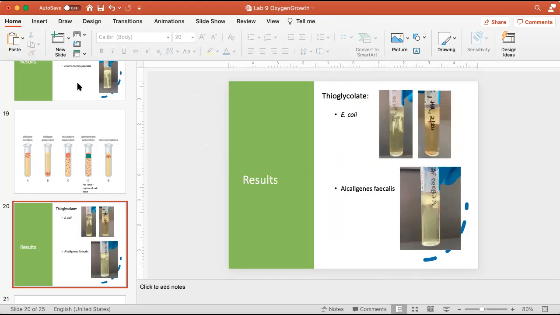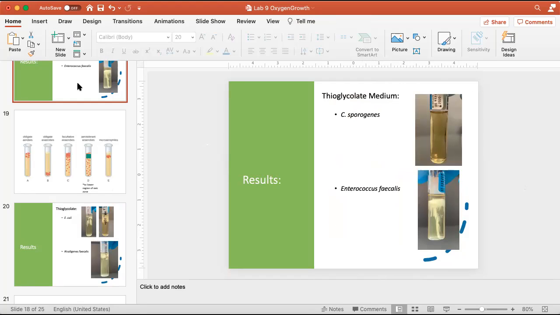Now let's look at the other ones, because these ones are in the categories that aren't quite as easy. Let's look at the Enterococcus first.